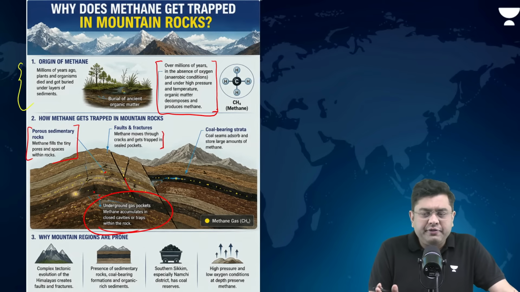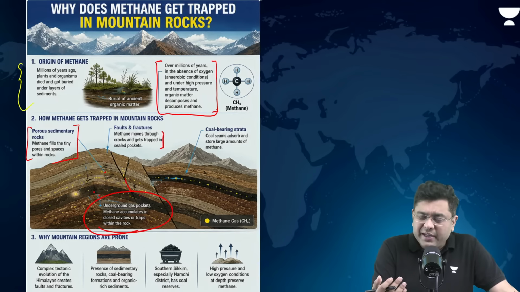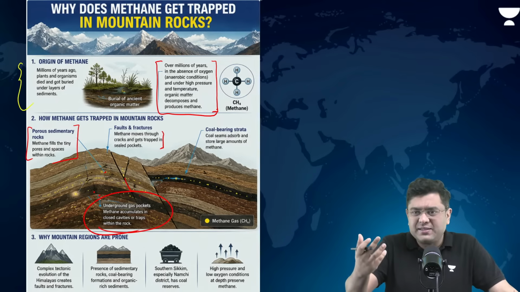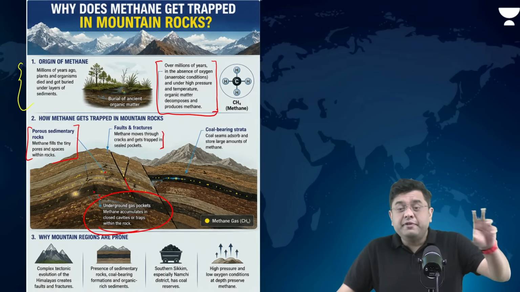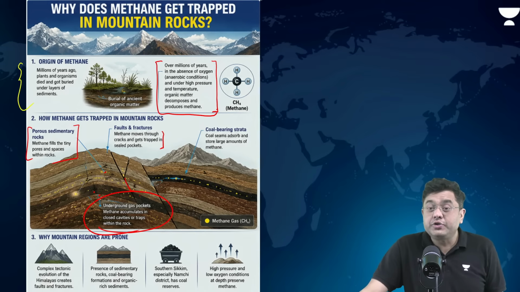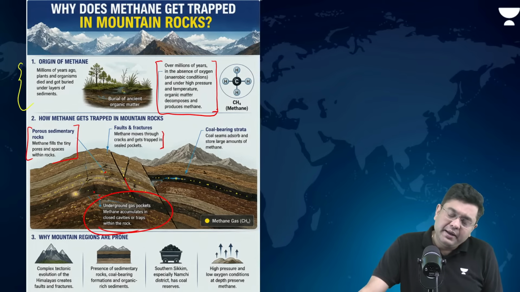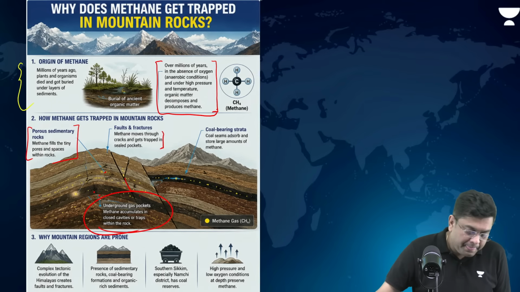Okay. Not only found in mountainous rocks, even in the case of Peninsular Plateau, Chota Nagpur Plateau, you have had the cases where coal mine disasters have occurred because of methane being exposed. So, wherever you have had geological history of fossilization, methane production can always go hand in hand. Now, so, why are mountainous regions prone?